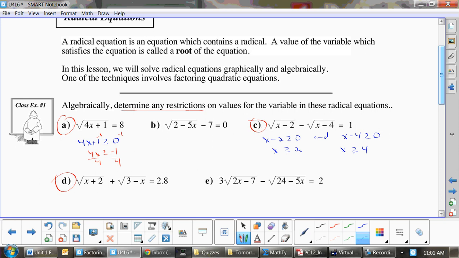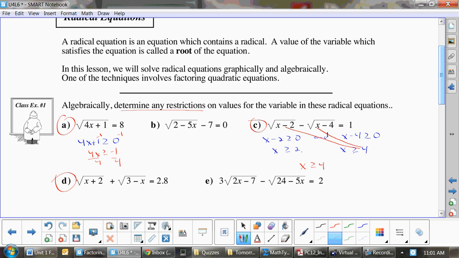Now, use common sense here. What do you think the answer is? 2? Okay. So what happens if I put a 2 in here? Is this equation solvable? Has to be 4. If I put 4 into both of these, are we good to go? Yes. So my answer would be x has to be greater or equal to 4.